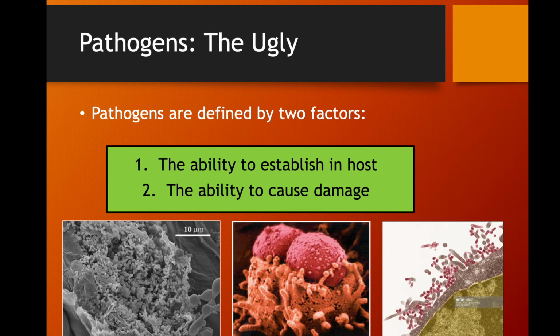But pathogens are defined by these two major factors. Number one, the ability to establish in a host. And this is not as easy as it sounds, right? These are all exogenously sourced. That means they come from the outside of the body.